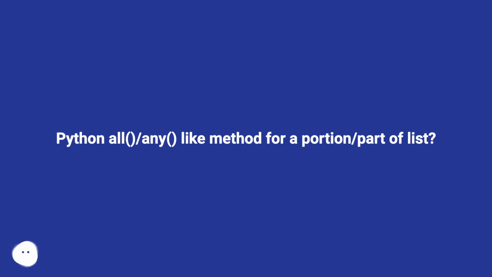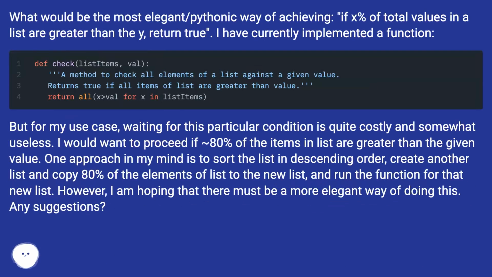Python all, any, like method for a portion part of list. What would be the most elegant Pythonic way of achieving, if X% of total values in a list are greater than the Y, return true? I have currently implemented a function. But for my use case, waiting for this particular condition is quite costly and somewhat useless. I would want to proceed if ~80% of the items in the list are greater than the given value.